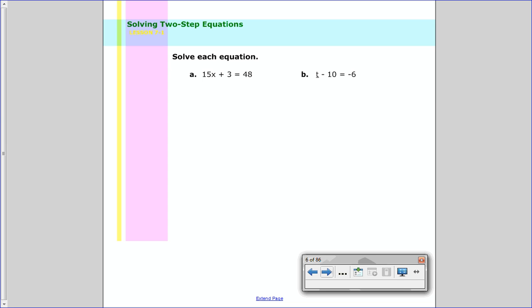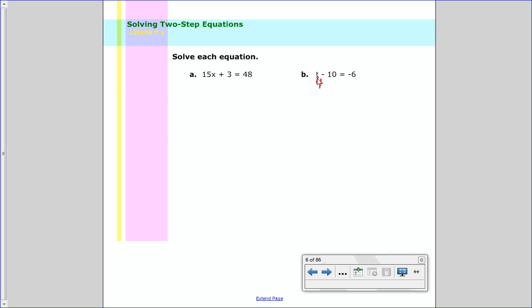I would like you to solve these 2 equations, and when you're all done, I want you to check your answer. It looks like for B, I forgot that 4 at the bottom, though. So A, you have 15 times x plus 3 is 48. And B is t over 4 minus 10 is equal to negative 6. So go ahead and solve. When you're all done, come back and check it. So go ahead and pause me now.